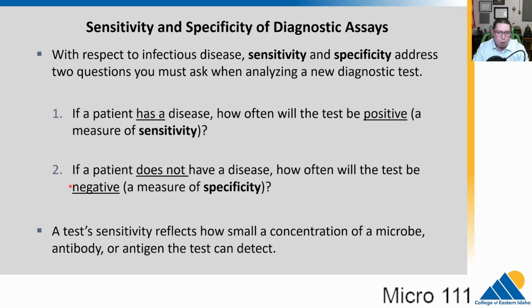These tests, particularly sensitivity, can reflect how small of a concentration of microbe or antibody or antigen they can detect. So sensitivity often has limits, and sometimes when people are in very early phases of a disease, some of our quick diagnostic tests are not sensitive enough to detect them. PCR is one of our most sensitive ones because it can find even just one molecule of DNA in there.